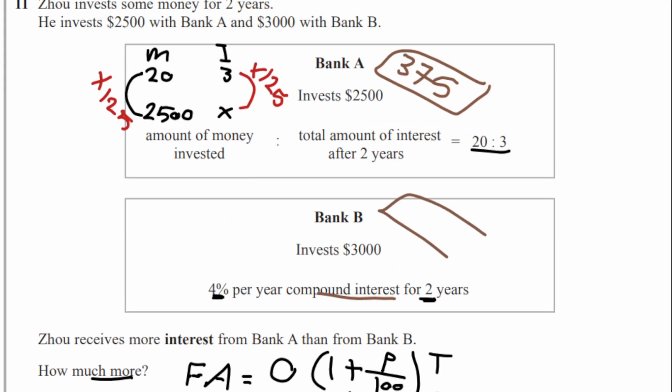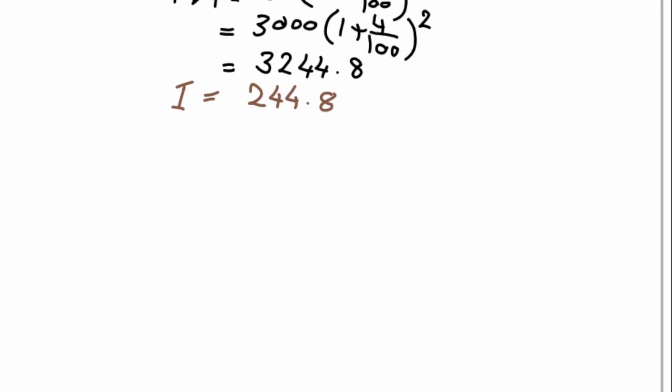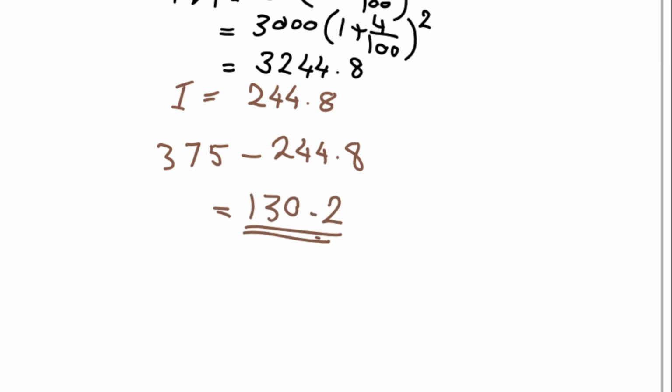Now let's go up there. The interest he got here is 244.8. Now the question asks, how much more? How much more is you just do this minus this. So 375 minus 244.8, that gives you 375 minus 244.8, that equals 130.2, and that's your answer.